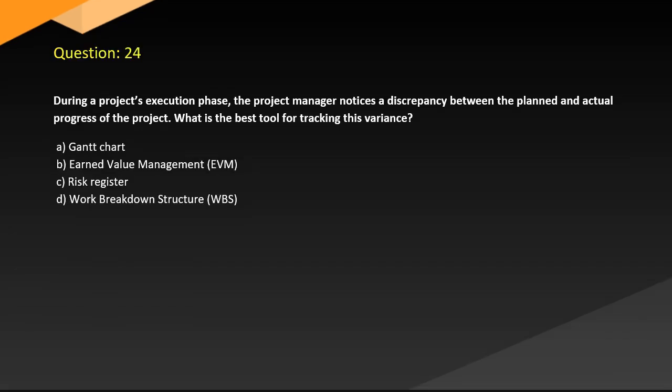Question 24. During a project's execution phase, the project manager notices a discrepancy between the plan and actual progress of the project. What is the best tool for tracking this variance? A. Gantt chart. B. Earned value management, EVM. C. Risk register. D. Work breakdown structure.